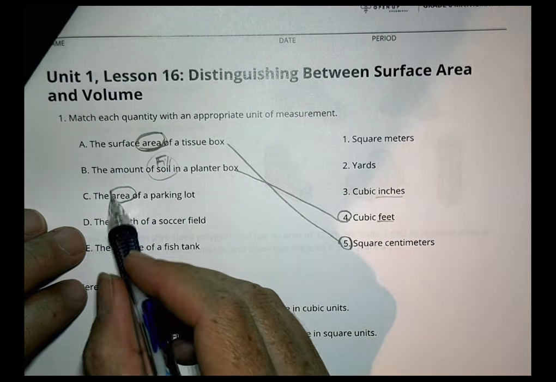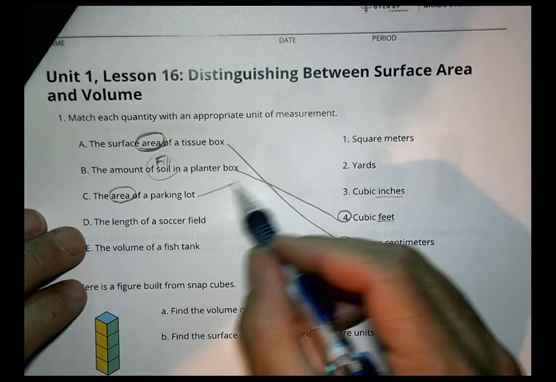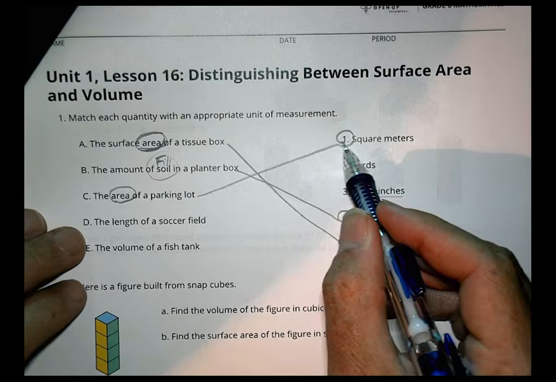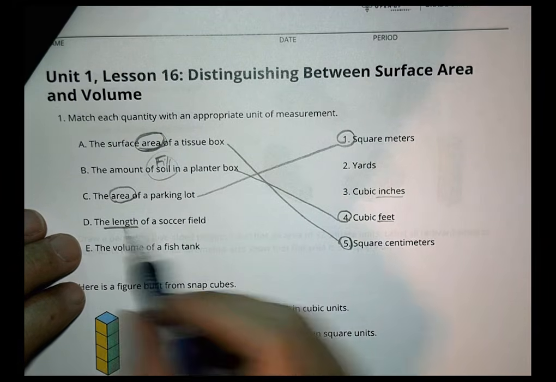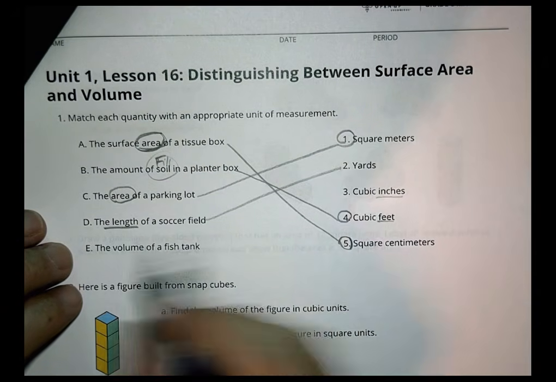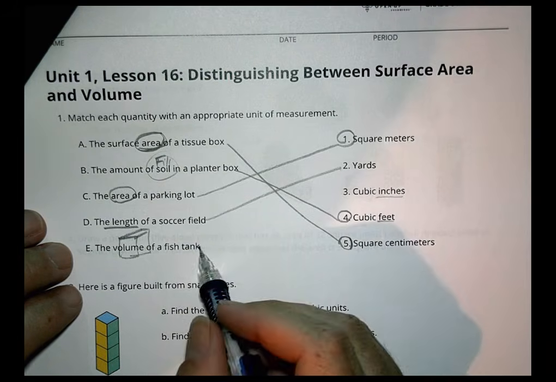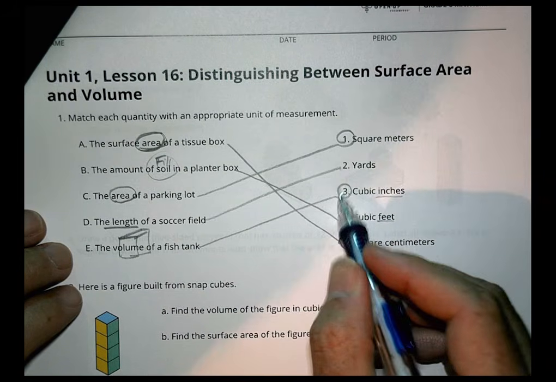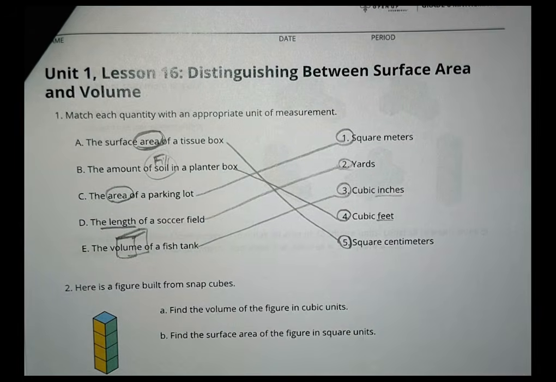Area of a parking lot, again, area is something that's square, and I'm going to go with square meters. Length of a soccer field, it's just the distance, and I have yards, that makes the most sense of what's left. And then finally, for volume, I have a fish tank. I can use cubic inches right there. Alright, so that's what we have.